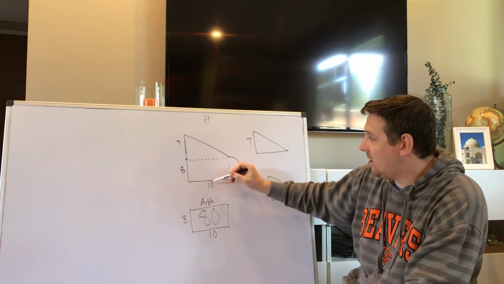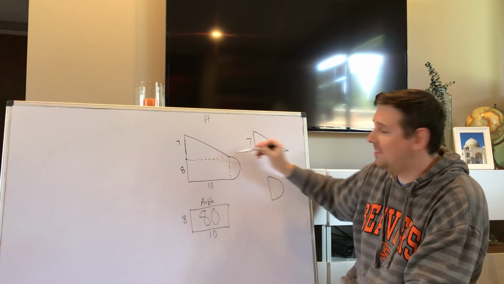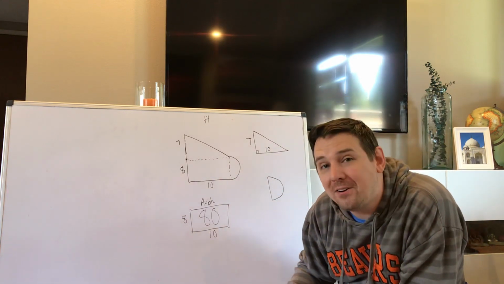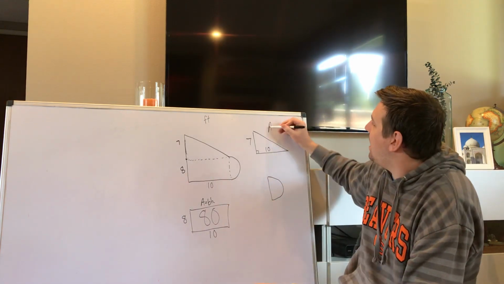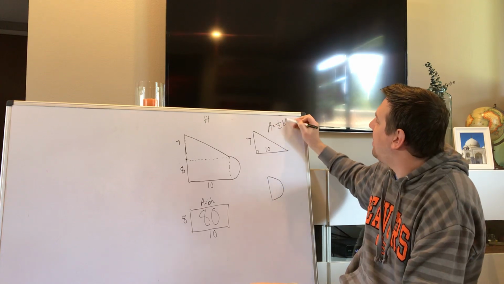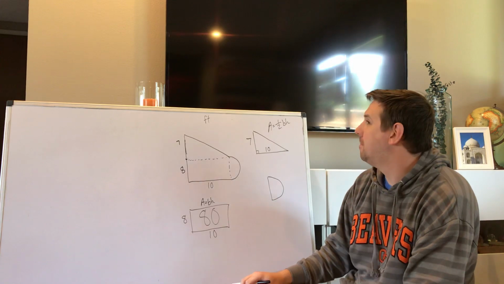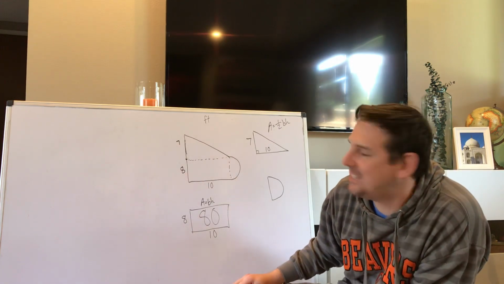If this is a rectangle and that's 10, that means this is 10. Now, anybody remember how to find the area of a triangle? A equals half base times height. Why is it half base times height? Because a triangle is half of a rectangle.